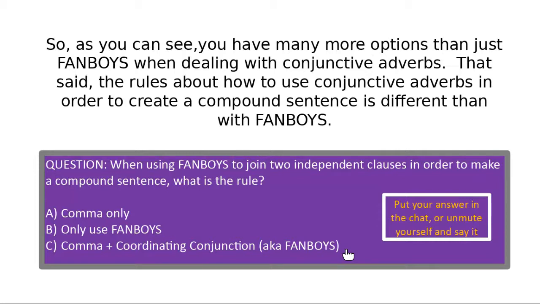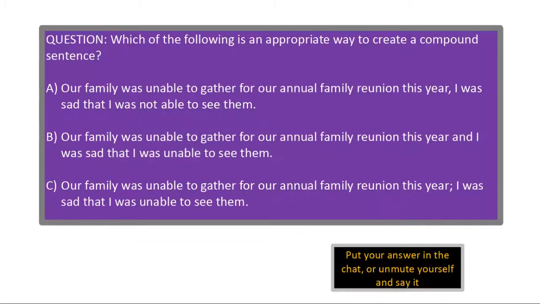Okay, awesome. So everybody that responded said C, and that is exactly right. Great job, everyone. If you only use a comma, then that's called a comma splice. If you only use the fanboy, then that's called a run-on sentence. They're a package deal. You have to use the comma plus the coordinating conjunction. You did great on that.